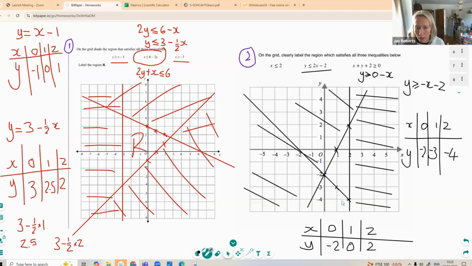Go back to the original inequality. We do want y is bigger than or equal to minus x minus 2. We want above the line, not below the line. Oh, sorry, I was looking at the wrong line then. So we're looking at this line, aren't we? We want above, not below. I'll use a different colour here, so let's shade out the below. That leaves us with this region here. Okay, thanks for listening.